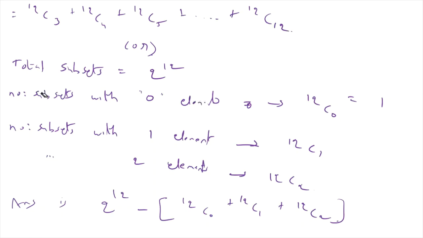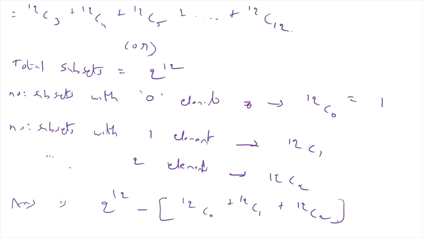Another way is the total number of subsets is going to be 2 raised to 12. Number of subsets with 0 elements is going to be 12 choose 0, which is 1. Number of subsets with 1 element is going to be 12 choose 1. Number of subsets with 2 elements is going to be 12 choose 2. So number of subsets with at least 3 elements means total number of subsets minus number of subsets with 0 elements plus number of subsets with 1 element plus number of subsets with 2 elements. So both the answers are correct.